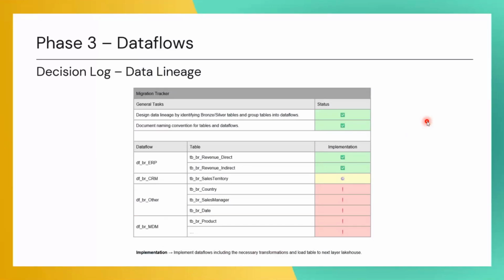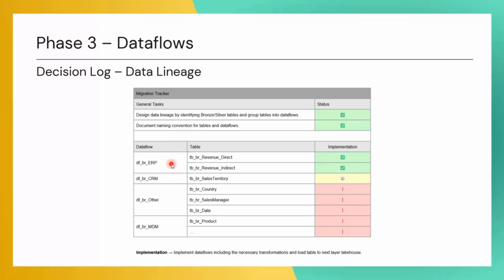So let's have a look at the migration tracker. First, we identify the data lineage by identifying bronze and silver tables and group them into data flows. As you've seen, for the bronze data flows the grouping usually happens based on the source system. And then for the silver and gold data flows, I do this based on the target output table. For sure, naming conventions, in my case DF, the prefix for data flows, TB for tables, and then BR for bronze and so on, to give more information and to also sort them in the workspace.